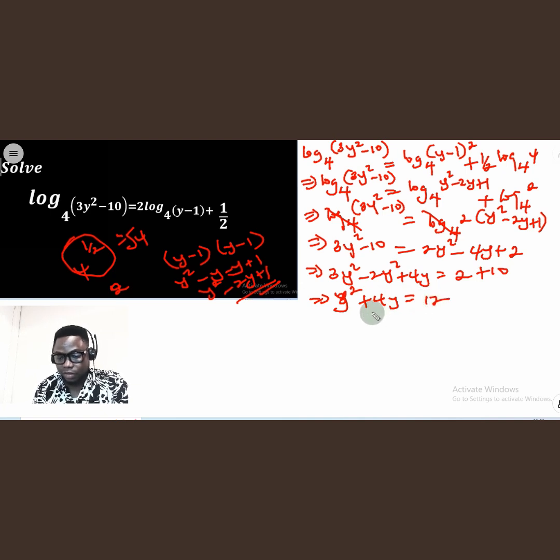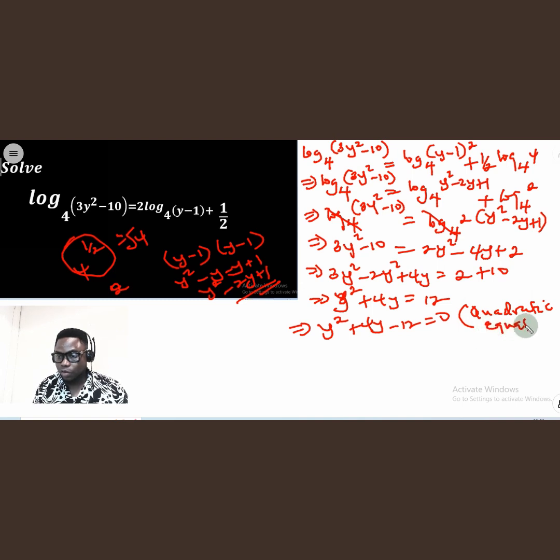So you can see this is already a quadratic equation. So I can decide to write this in this way: y squared plus 4y is equal to 12. So I can decide to write minus 12 is equal to 0. That is crossing 12 over to the left hand side, becoming minus 12. Then 0 is left there. So the next thing to do is to solve the quadratic equation.